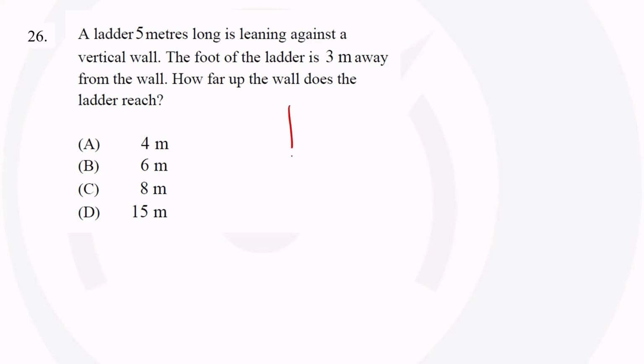So let's draw a wall. This is my wall. Draw the wall properly. This is my wall. And then the ladder leaning on the wall. And the ladder is 5 meters long. And the foot of the ladder is 3 meters away from the wall. So 3 meters away. And we know that the wall and the earth meet at a 90-degree angle. So how far up the wall does the ladder reach?